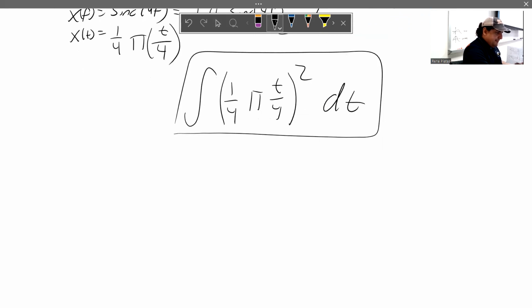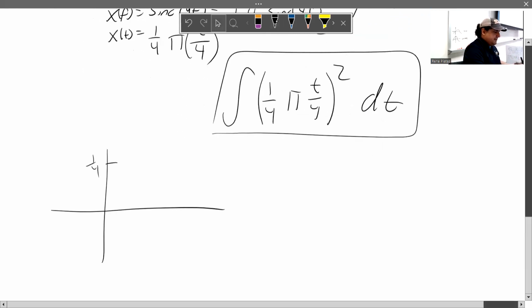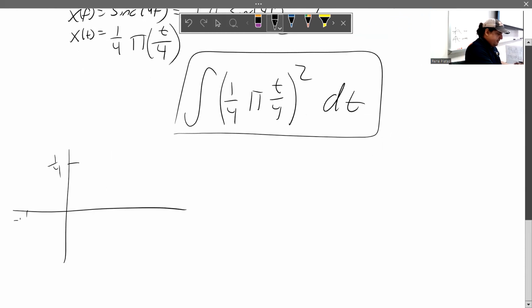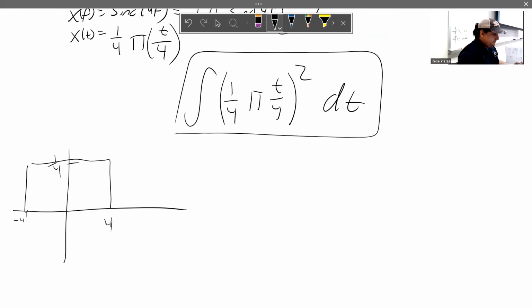It has an amplitude of 1/4. It is defined between negative tau and tau, right? It's going to be defined between -4 and 4. It'll be like this, right? That's the shape right here.